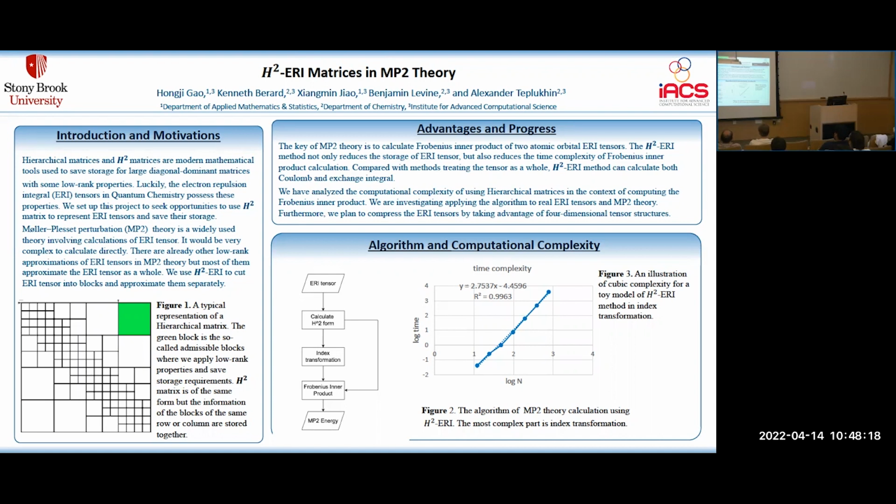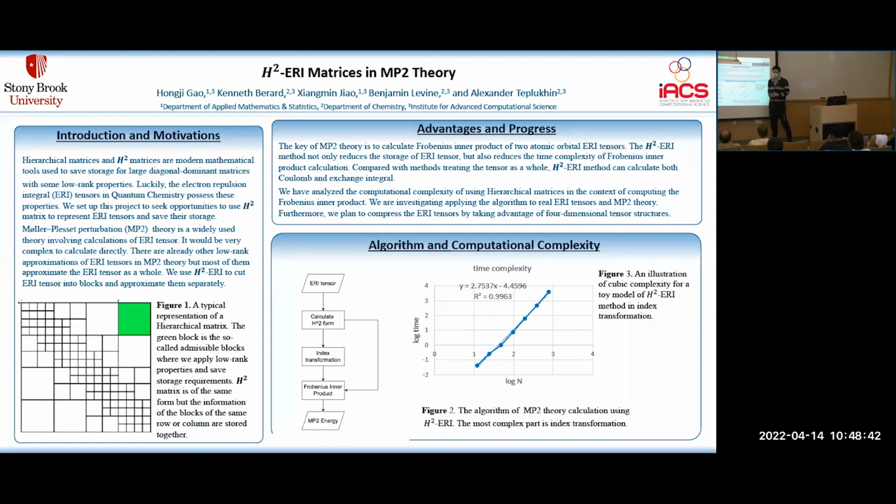I wrote a toy model code in MATLAB to test the complexity. Normally the MP2 theory requires a complexity of O(n^4). But with the A-square form, it can be reduced to O(n^3). And our test result is that it is really approximately O(n^3). So this is a promising result.